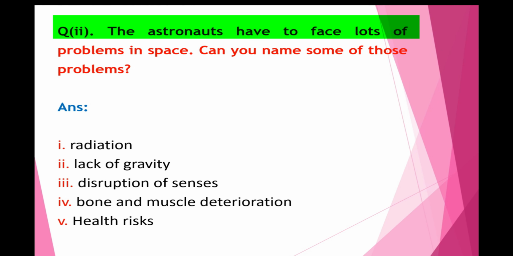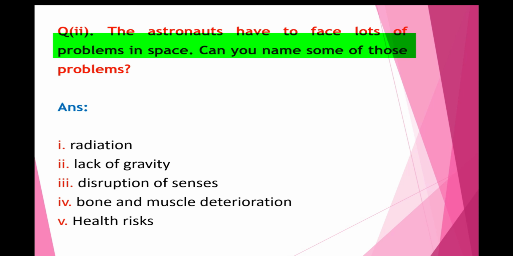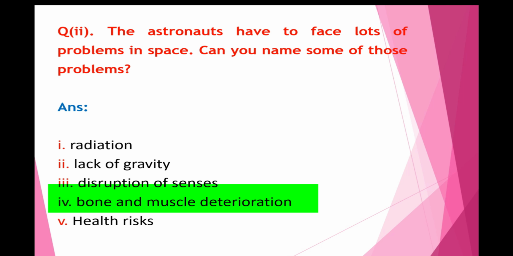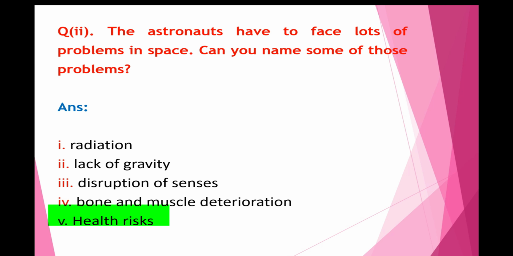Question number 2. The astronauts have to face lots of problems in space. Can you name some of those problems? Answer. Radiation, lack of gravity, disruption of senses, bone and muscle deterioration, health risks.